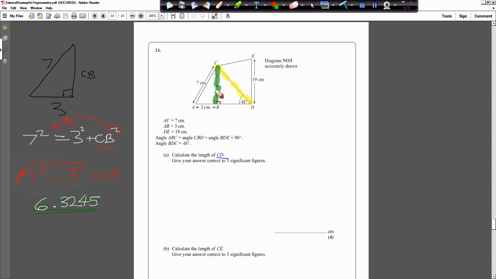Now that we know this length here, what is this length? 6.3245. I like to keep my original numbers as original as possible. Now we're going to work out the yellow side. Now we know this length here, we can work out that side. Let's draw this triangle out. So here's our 90, and here's the length that we just worked out over here.